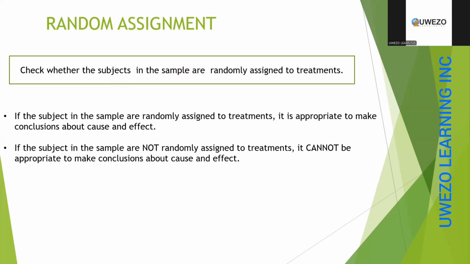And when you are assigning the sample to a process, there again, the sample has to be randomly assigned to the treatments. If the subjects in the sample are randomly assigned to the treatments, then it is appropriate to make conclusions about cause and effect. If the sample is not randomly assigned to the process, then you cannot appropriately make conclusions about cause and effect.